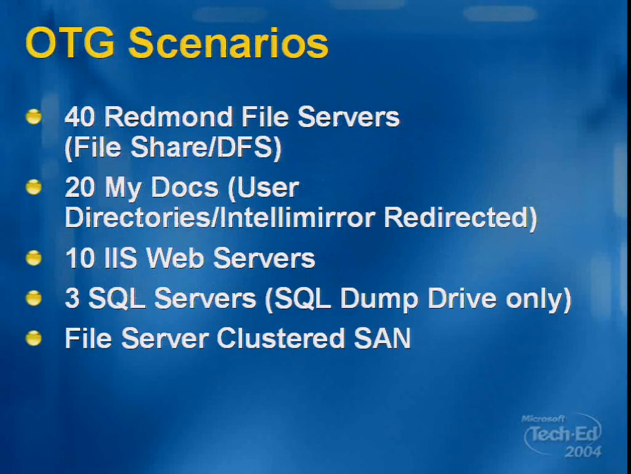Now, our real-world data around shadow copies, and I'm spending a lot of time on this because this is sort of the new thing about Windows Server 2003. We deployed shadow copies on our 40 file servers that we have in Redmond. 20 of them are used for just sort of My Documents type servers, redirected documents and telemirror scenarios, personal data like Word documents, Excel spreadsheets.